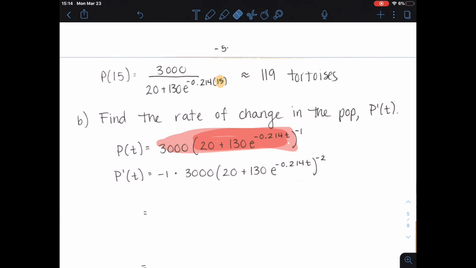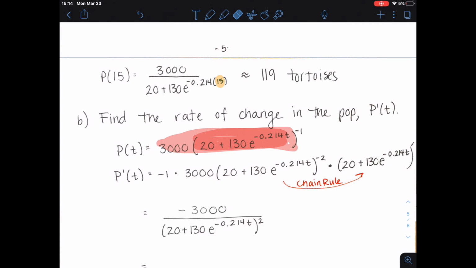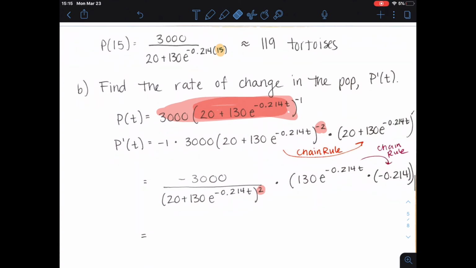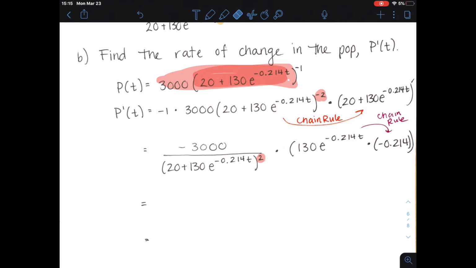But then the chain rule tells you you've got to take the derivative of the inside as well. So if you do a little bit of cleaning up, now you can bring this -2 power in the denominator as +2. The derivative of the inside, you get 130e to the -0.214t, since the derivative of 20 is 0. But the chain rule again tells you you have to multiply by the derivative of the inside. So you get that extra -0.214.